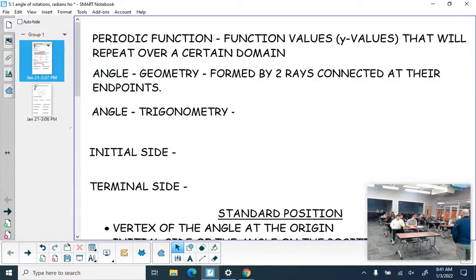these are function values or y values. When we talk about function values, we're talking about the y values that will repeat over a certain domain. Periodic functions, things that repeat, continue to go through the exact same pattern as you go through a specific value or a specific domain. And when we talk about trigonometric functions, the sine, cosine, and tangent, these are periodic functions.